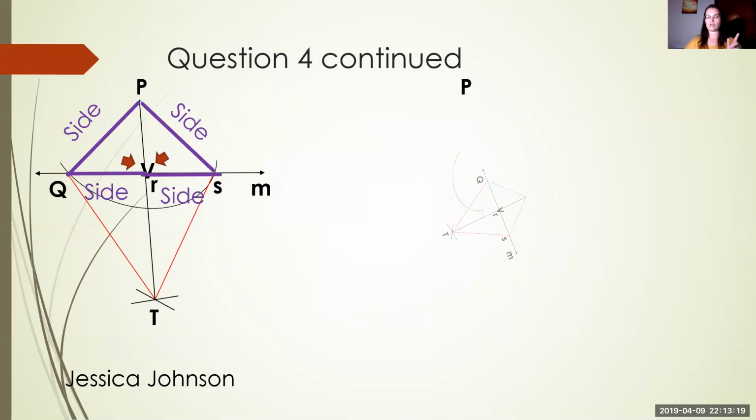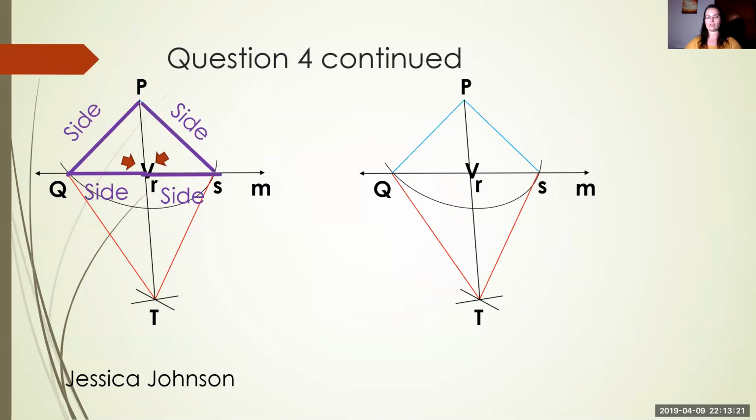Demonstrate why angle QVP is a right angle. The angles QVP and SVP are adjacent. That means that each angle V from QPV and SPV are supplementary angles. Therefore, 90 degrees plus 90 degrees equals 180 degrees.